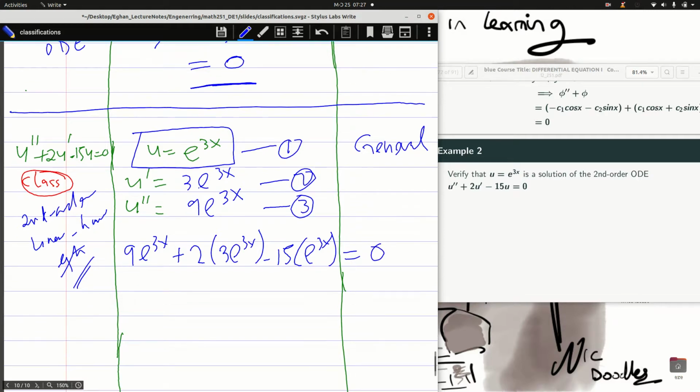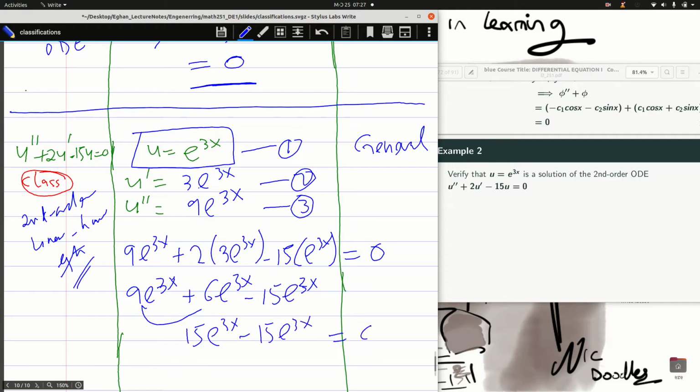I expand. I have 9 plus 6 minus 15. 9 plus 6 is 15, minus 15, times e^3x. So 0 is equal to 0.